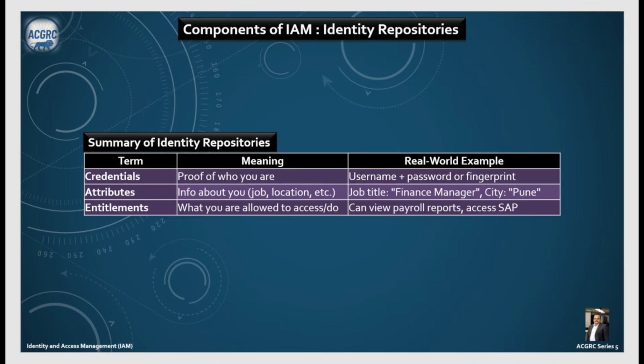Real world example: credential is your username, password, or fingerprint. Attribute is your job title, your manager, which city, and so on. And your entitlement is that you can view payroll or access SAP. Hope this helps you get a perspective on these three terms: credentials, attributes, and entitlements.